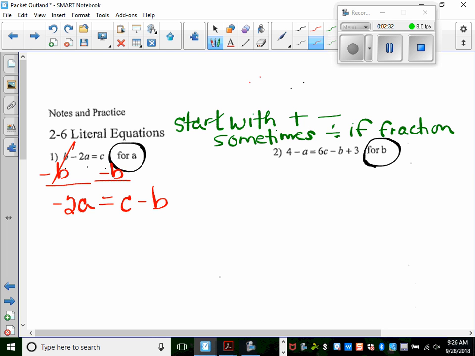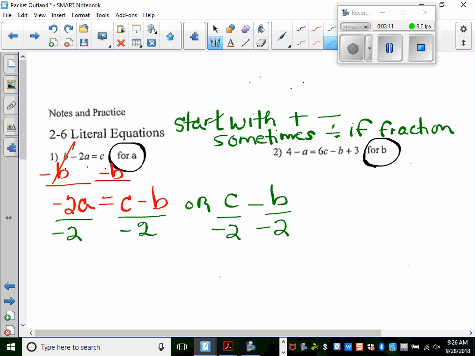Okay, now you want to look and say, all right, I still got to get this A term by itself. The coefficient to that is a negative 2, which is being multiplied by negative 2. The opposite of multiplication is division. Correct? So I am going to divide both of these by negative 2, and I can just do one line just like that, or I could also write it this way. C divided by negative 2 minus B divided by negative 2. Okay, you can do it that way as well.